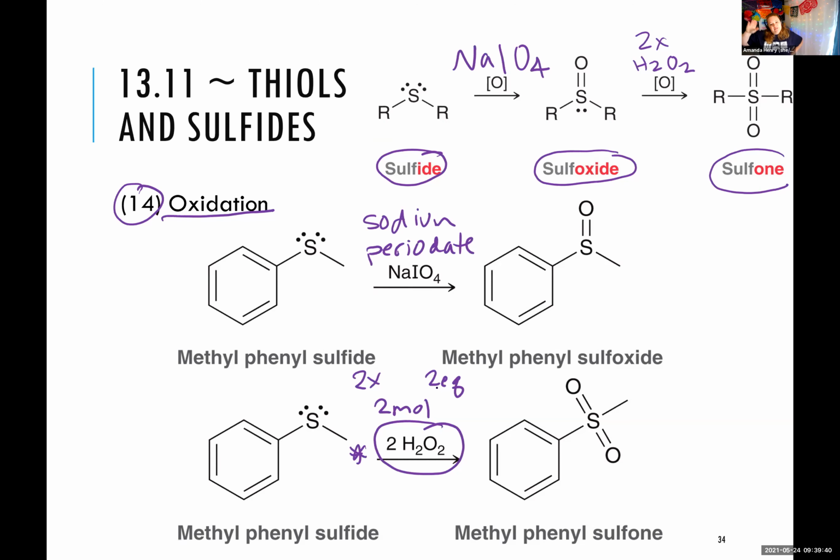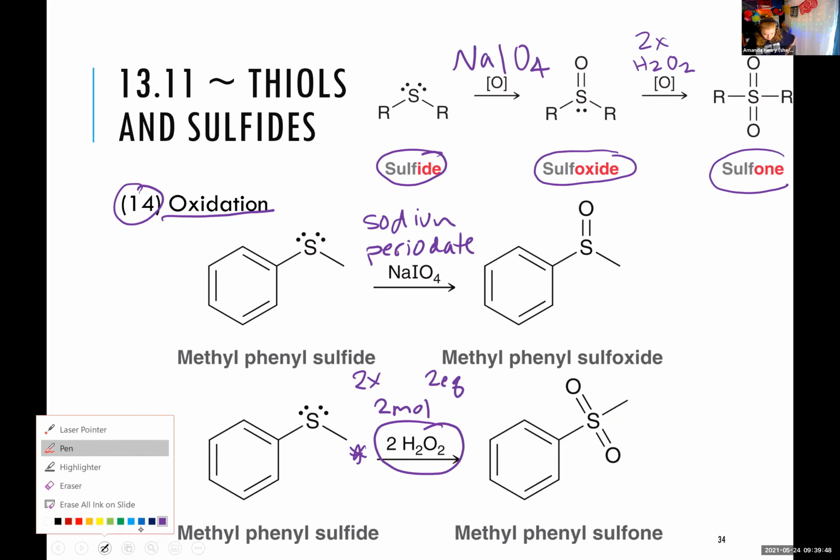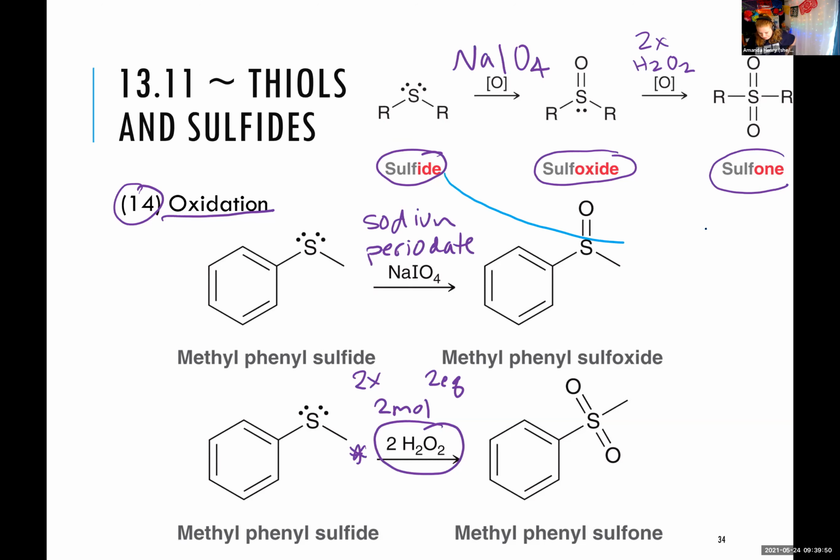So we can kind of treat this as a continuous reaction going from the sulfide to the sulfoxide to the sulfone. Or if we react our sulfide just with the hydrogen peroxide, it will go directly to the sulfone, which is what's shown down here, going from the sulfide to the sulfone.